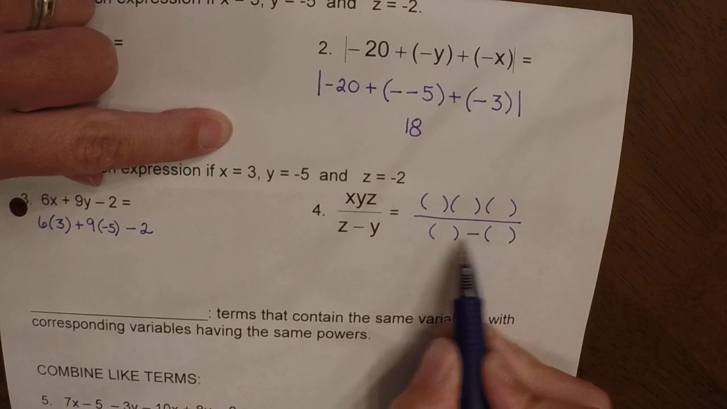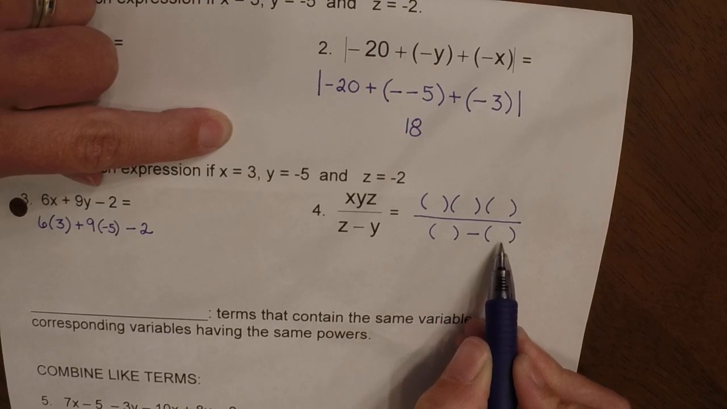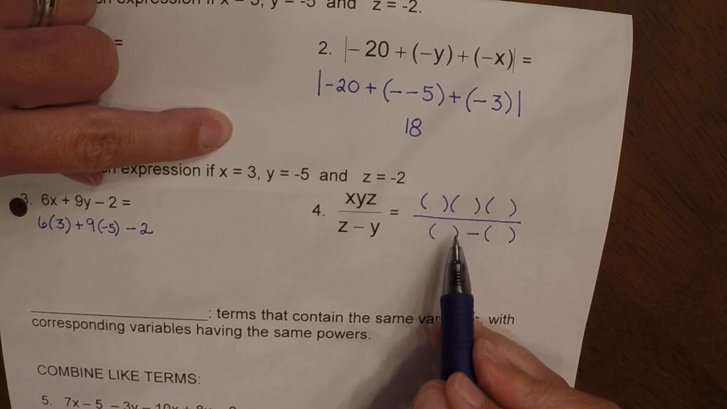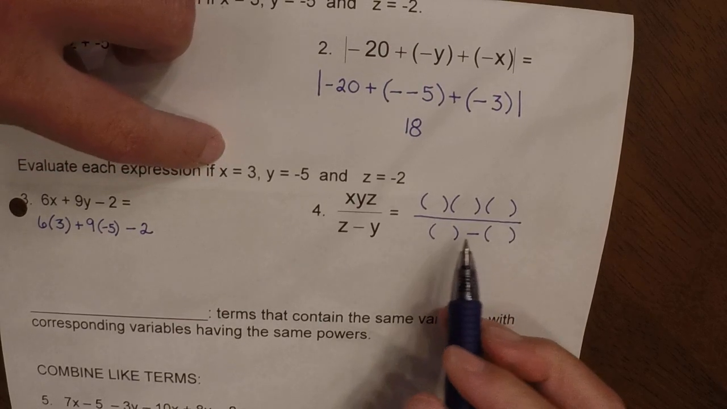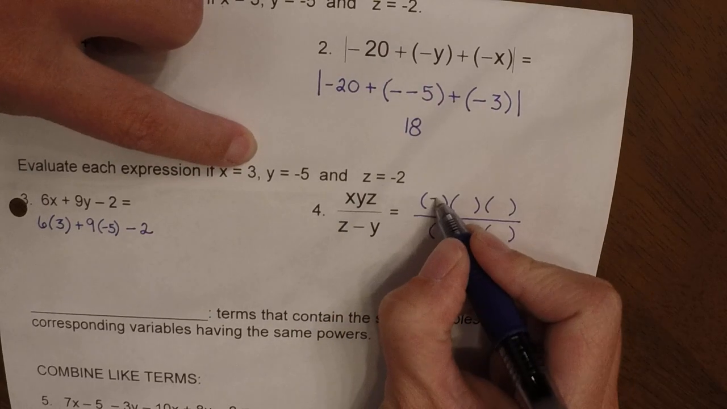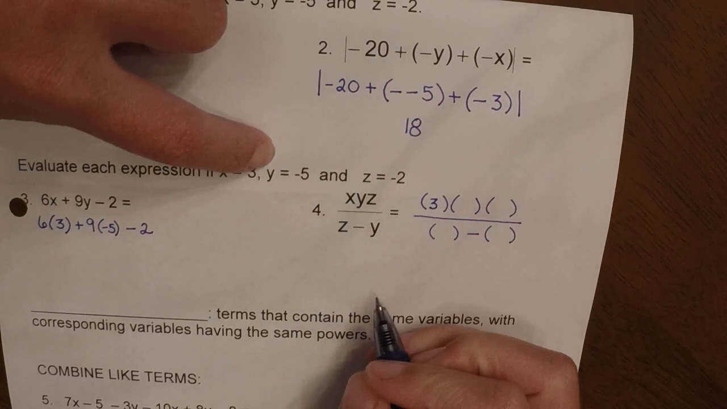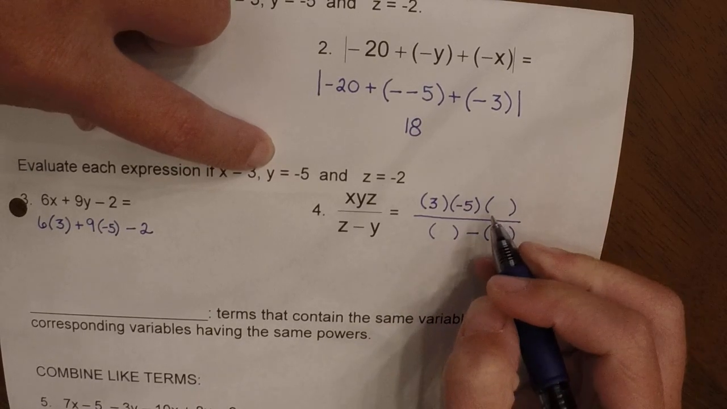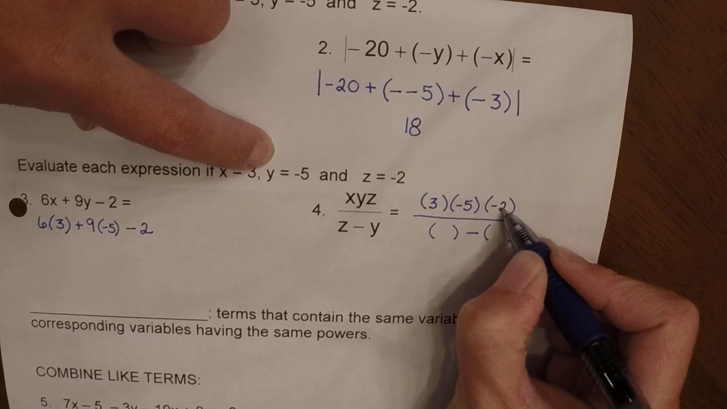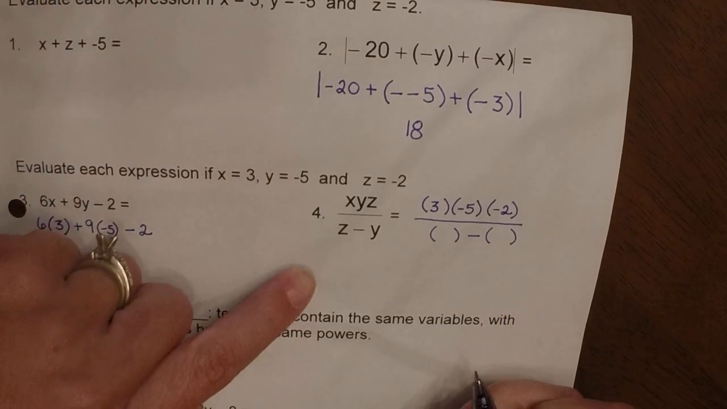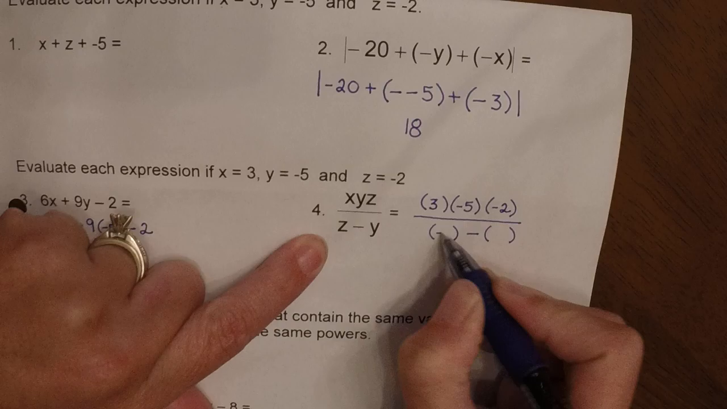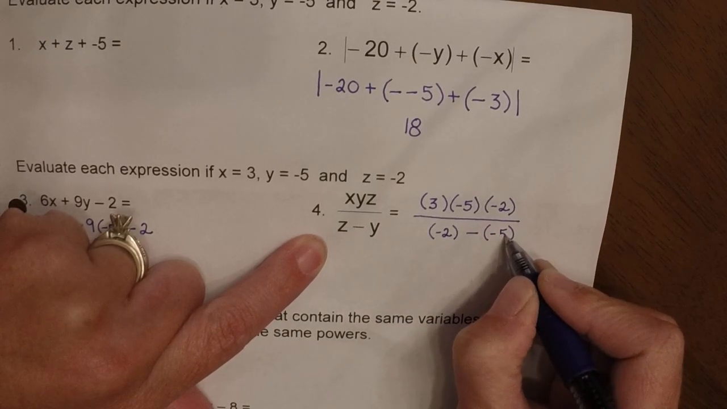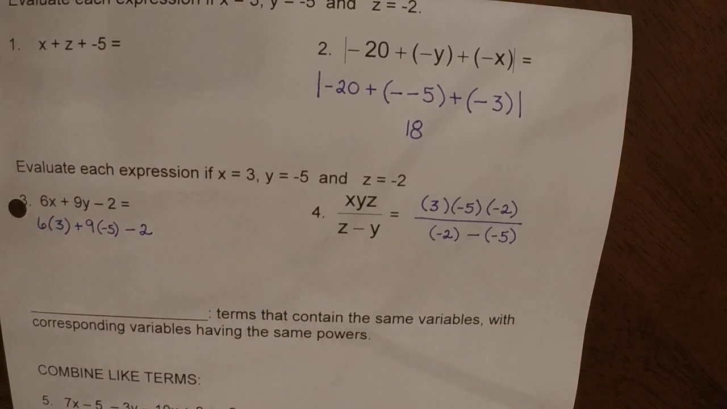And again, you can use parentheses with subtraction, but you don't really have to have it. But this is a really easy way to make sure that you substitute correctly. So x is 3, so I would put a 3 here. Y is negative 5, so I would put a negative 5 in here. Z is negative 2, so I would put a negative 2 in here. Then on the bottom, z, which is negative 2, minus y, which is negative 5. And now this one's calculator ready.